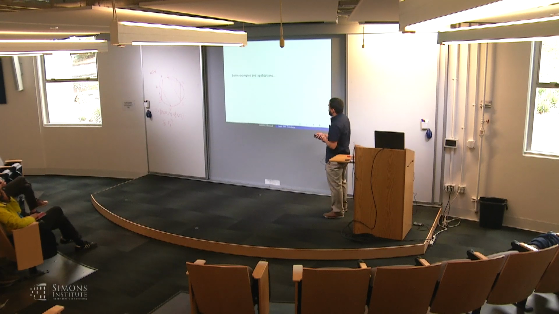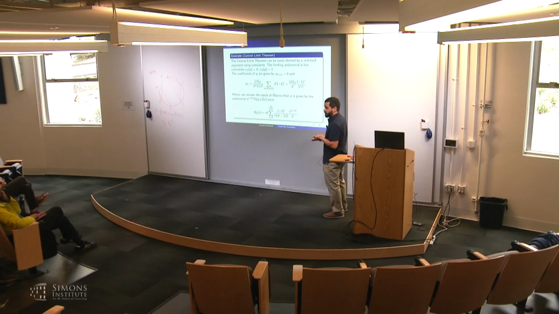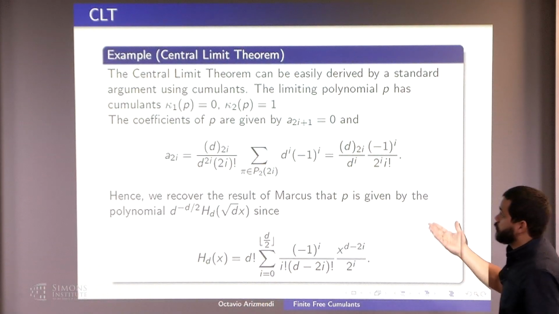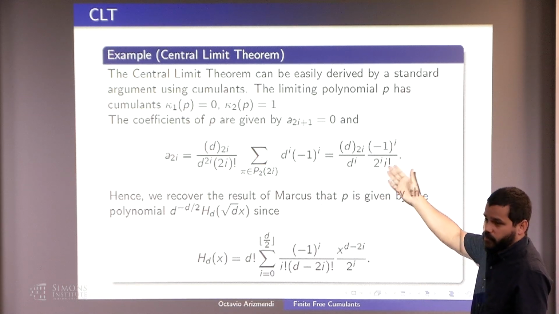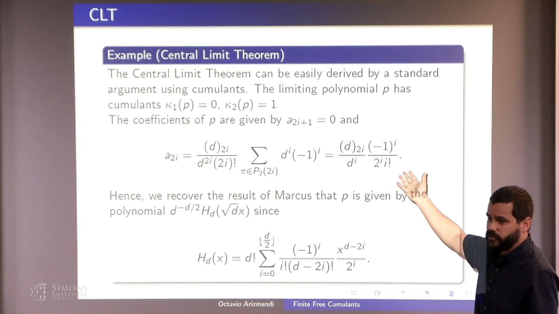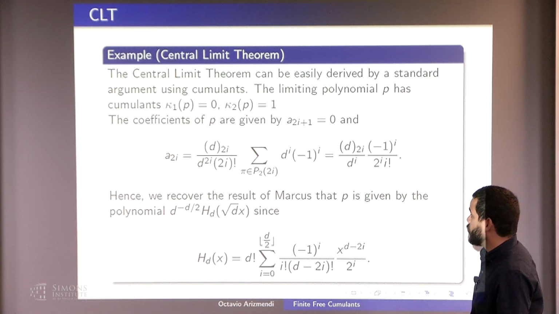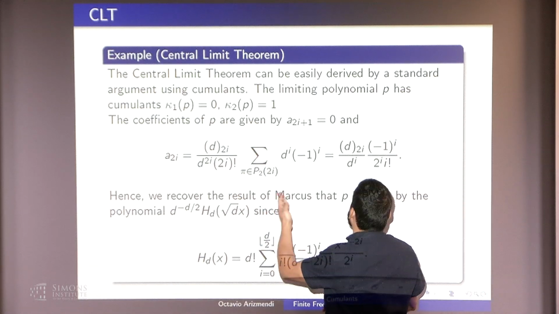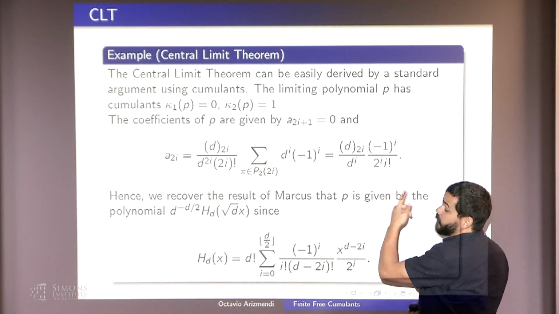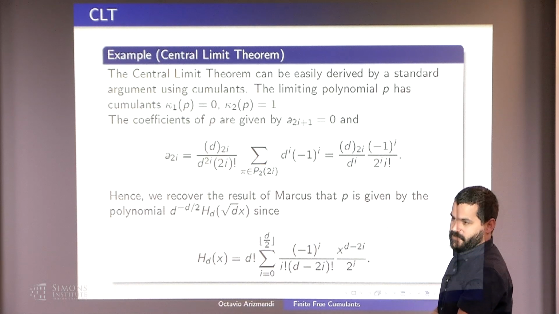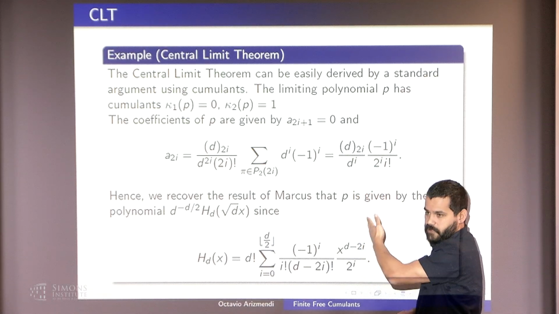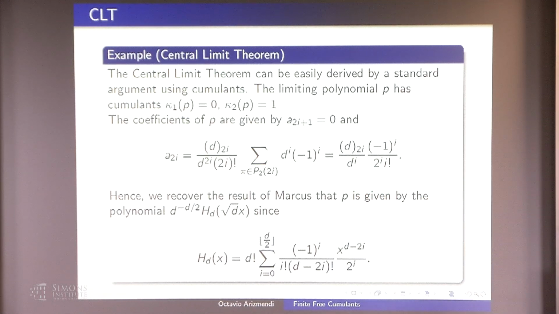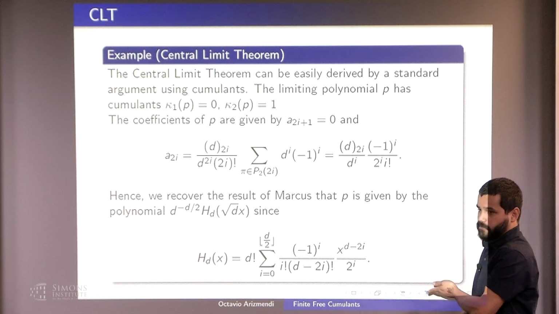Okay, so of course one can prove a central limit theorem just the way we did for the free central limit theorem, and what we get is a polynomial whose cumulants are 0, 1, and then 0, 0, 0. Then one applies the moment-cumulant formula, and in fact one uses the cumulant coefficient formula to get explicitly the coefficients of the polynomial. And this is, as Marcus proved before, just the Hermite polynomial.